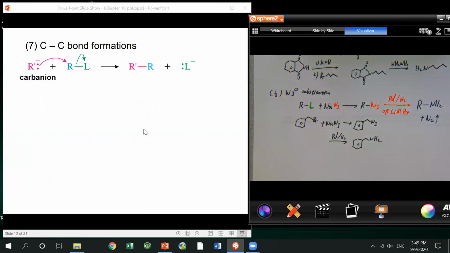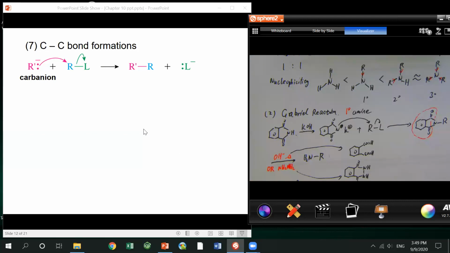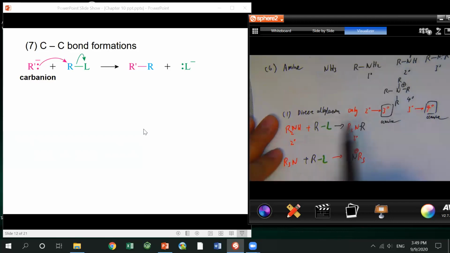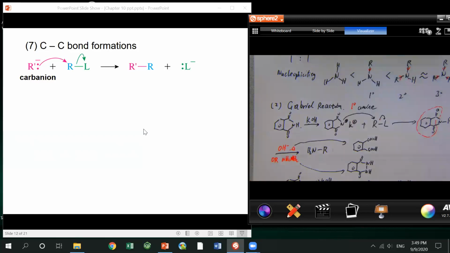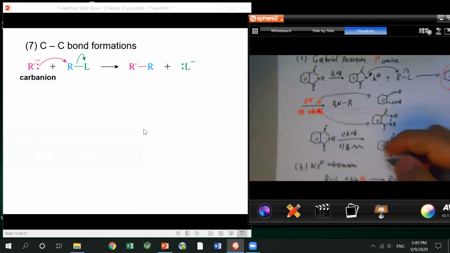All right, so that's the amine preparation. Keep in mind, direct alkylation can only be used to prepare tertiary and quaternary amines. The Gabriel reaction and the azide reaction can only be used to prepare the primary amine.